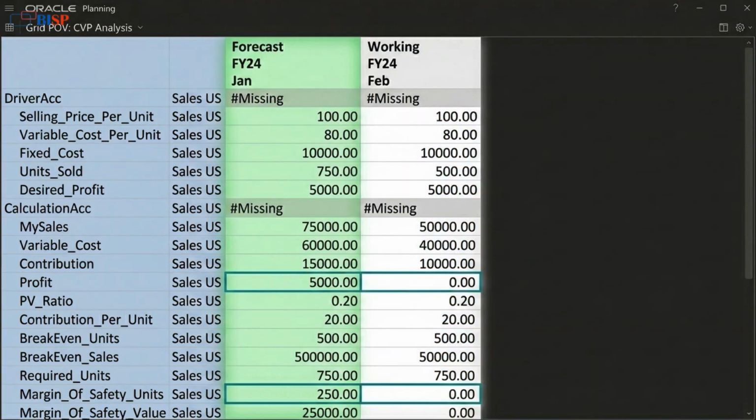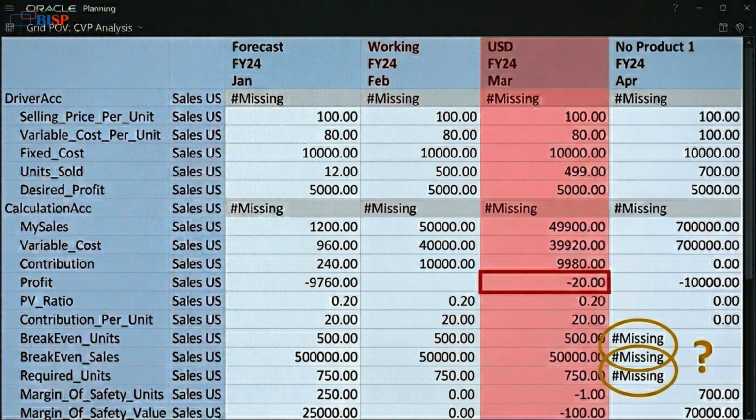In January, 750 units sold. Profit is 5,000 rupees. Margin of safety is 250 units. Healthy. In February, 500 units. Profit is exactly 0, right at break even. In March, 499 units. Profit drops to minus $20.